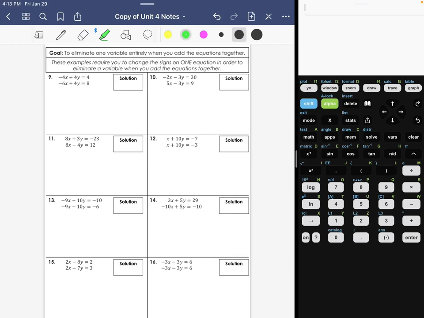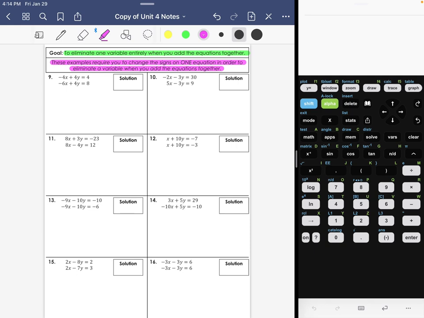Okay, so this last video in this series is still elimination. So the goal is still to eliminate the variable entirely when you add the equations together. That didn't change. However, we are going to have to change what we do because these examples require you to change the sign of one equation in order to eliminate a variable when you add the equations together.